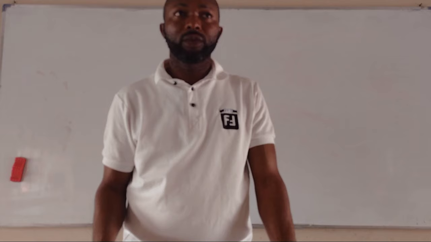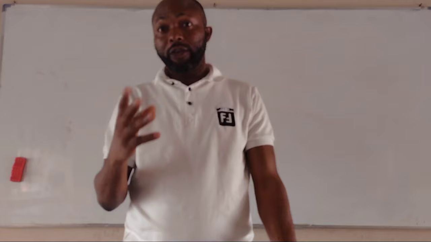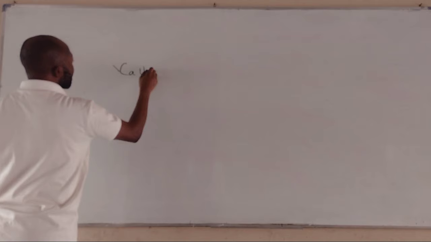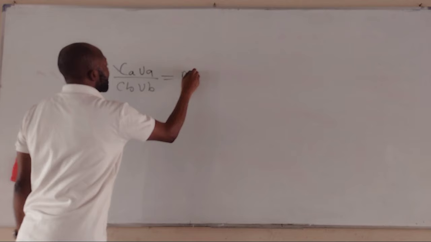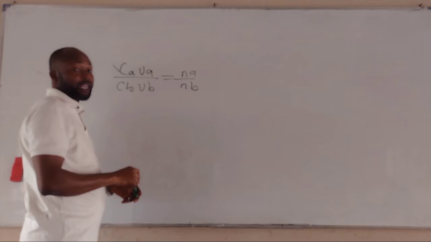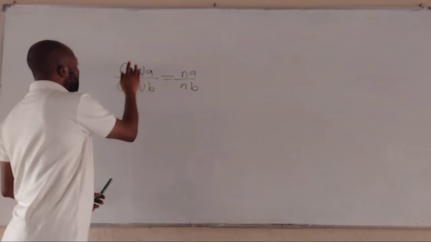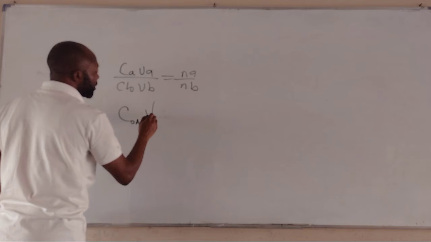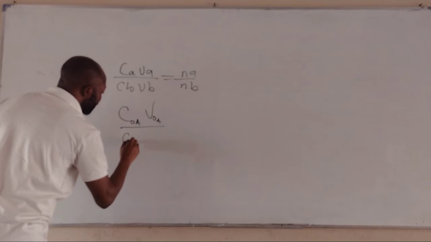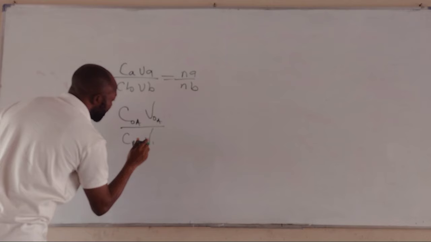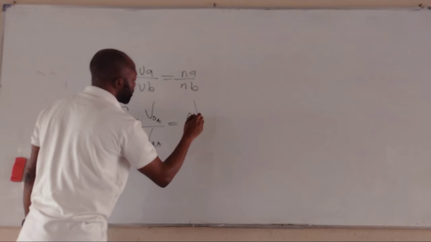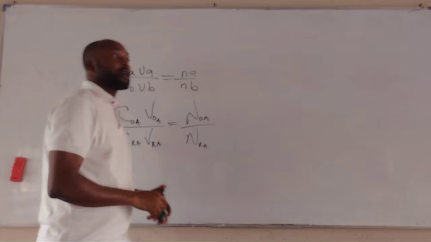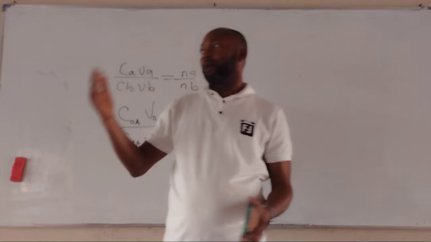All right, so in the formula, like I said in the previous one, we use this formula, CAVA over CBVB equals NA over NB, when we are treating normal volumetric analysis calculations. But in redox, instead of using concentration of the acid, we say concentration of the oxidizing agent, volume of the oxidizing agent, concentration of the reducing agent, volume of the reducing agent, equals the number of moles of oxidizing agent over number of moles of reducing agent. So that's what it is, since the calculation of the titration is principally based on the oxidizing agent and the reducing agent.